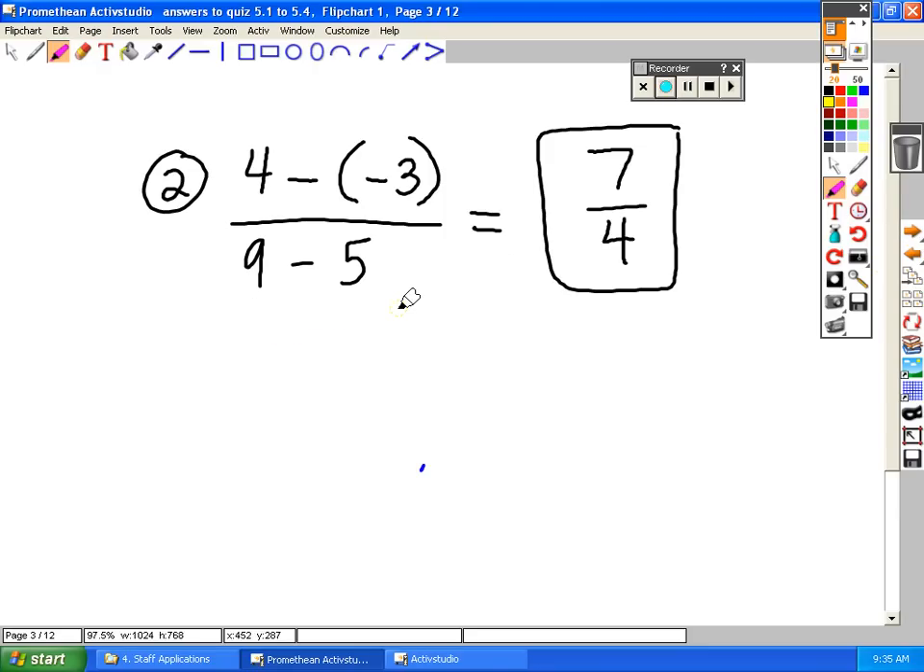Number two, it's just slope again. I'm plugging in: y minus y is +7 because you keep change. X minus x is 4, you get 7/4.